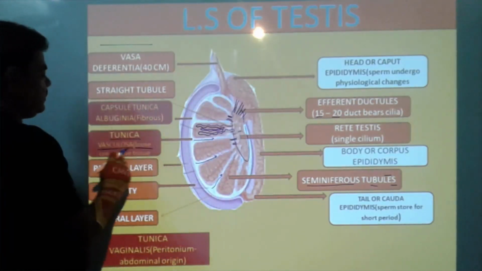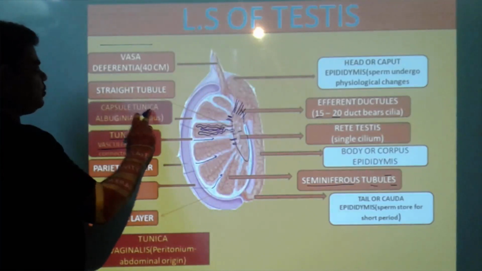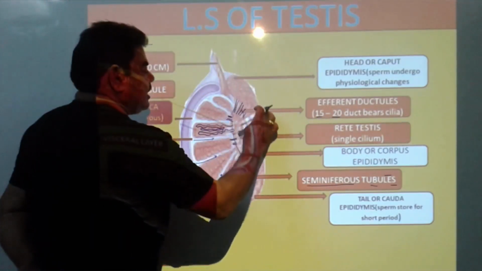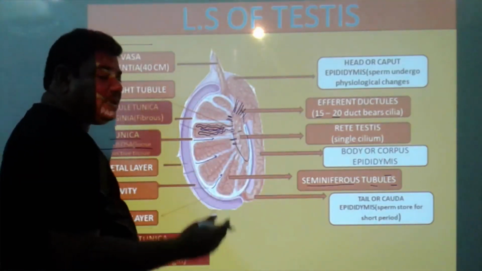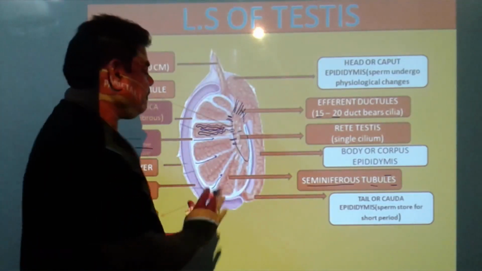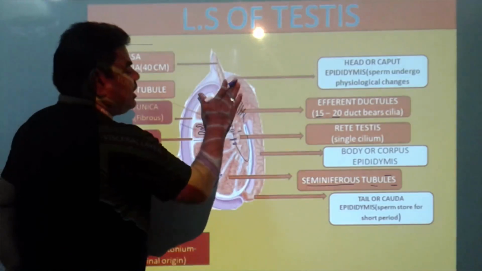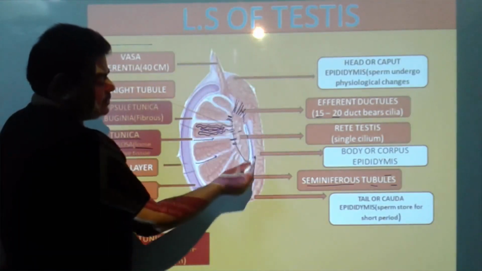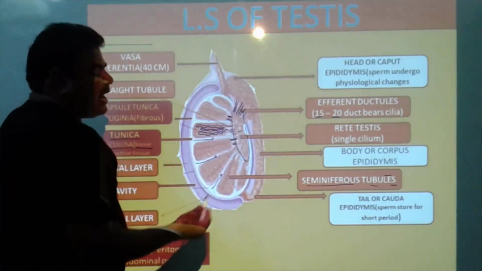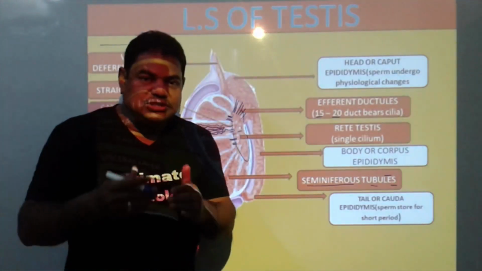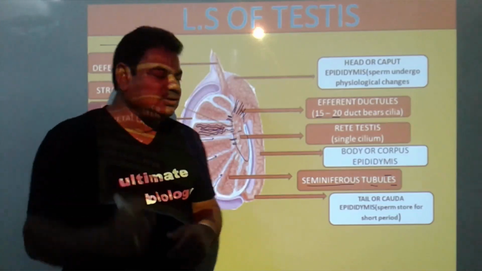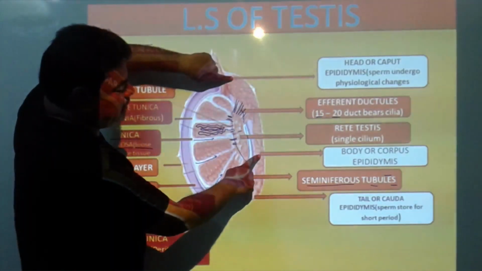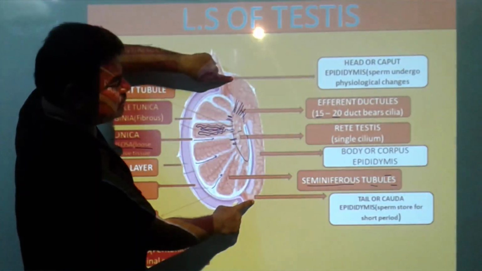the capsule, that is the tunica albuginea, and come here into this portion. That portion we call the epididymis. The epididymis is present towards the anterolateral side like this. This one is the epididymis. And the epididymis gets differentiated into three parts: this first part, this second part, and this third part.